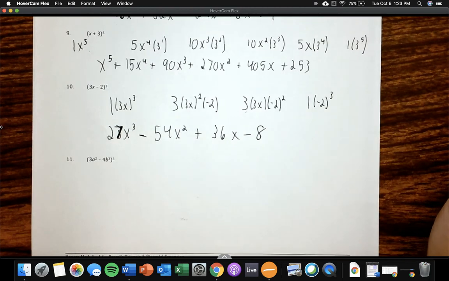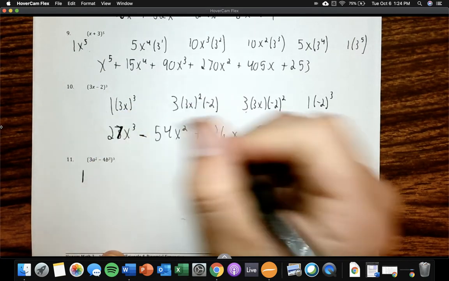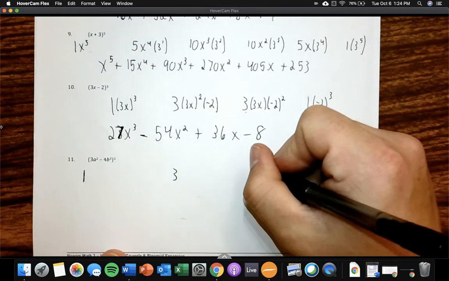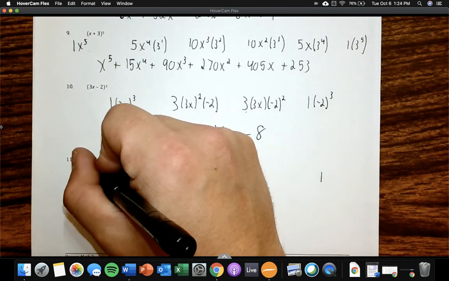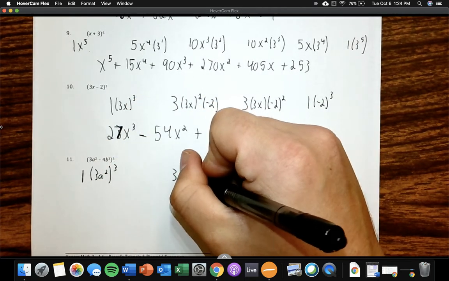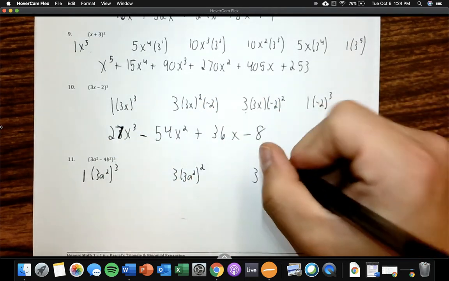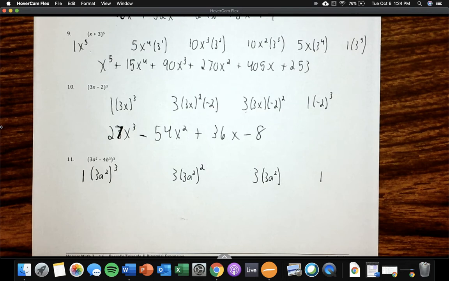Right, and the last one, here we're going to have to use the exponent rules a little bit, right? Because our a term is 3a squared, and our b term is negative 4b to the third power, right? But we know everything is raised to the third power, so we're going to have the same coefficients as before. We have 1, 3, 3, and 1. Right, so our a term is that 3a squared, so that's all raised to the third power here. 3a squared all raised to the second power, 3a squared all raised to the first power, and 3a squared to the 0, which is just 1.